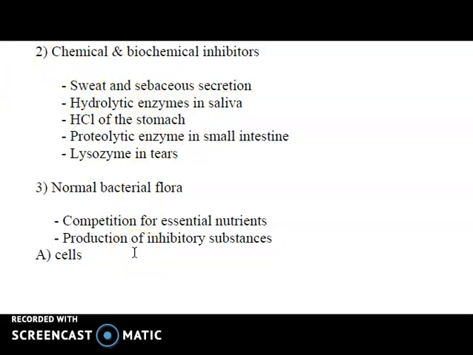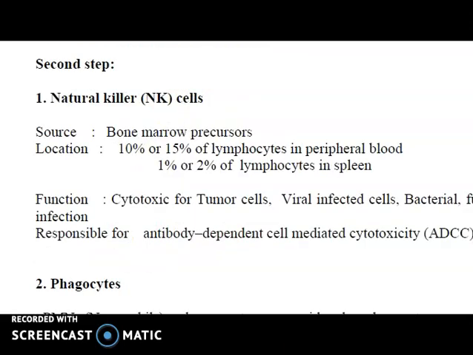Then next is the normal flora, which is present in the intestinal tract, for example, lactobacillus. They also act as components of the innate immunity, and they provide immunity to the body. Then next is the chemical mediators, which include components like cytokines, pattern recognition molecules, acute phase proteins, cationic peptides, enzymes, etc. So these chemical mediators are the components of the immune system in the second step.